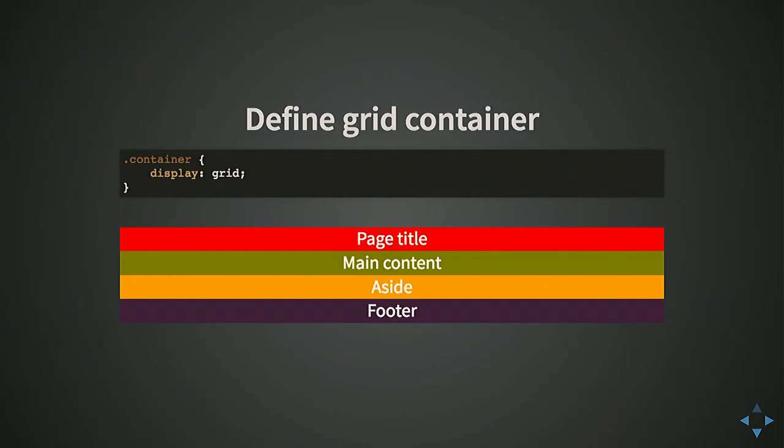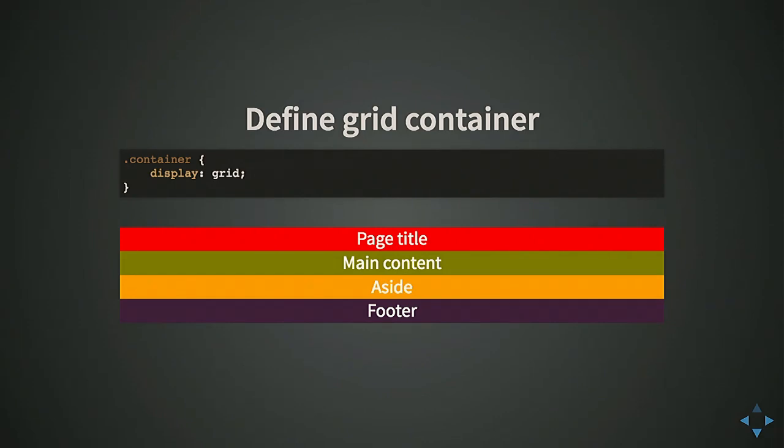In the background, a lot of things happened. When we set display grid, it just created a grid container, and all the direct children of the grid container became grid items. However, the grid items are placed in rows by default and span the full width of the grid container. So now we have a real grid container, we have a full grid, but this is the default display.